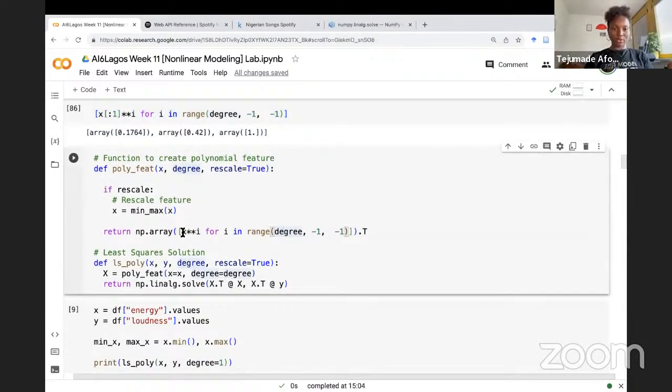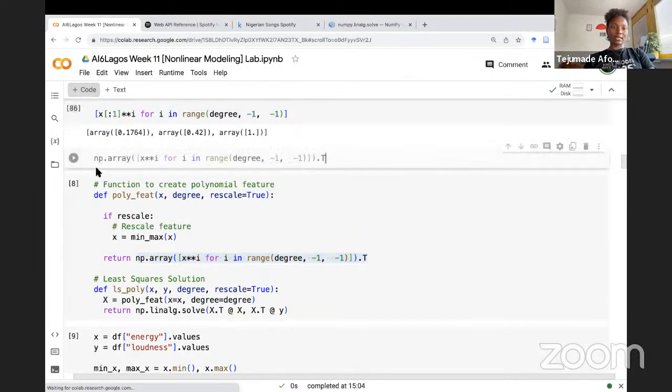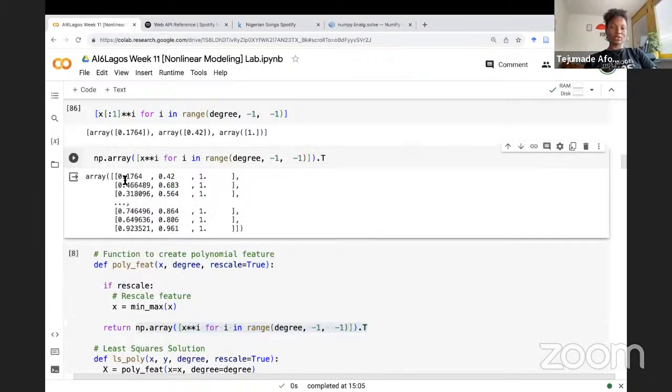This is exactly what we're doing. So now we do the same thing, but now we just have a vector and we transpose it so that we can have the vector be in the form of m by n. So if we run this code here, just put it out here and run it, you will get 3 columns. So now you have 2 features.